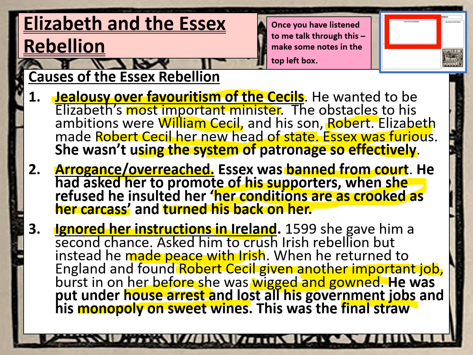So if we're thinking about, well, what's the background to the rebellion? Well, it's that jealousy over that favouritism, that competition between the two, his own personal arrogance and feeling that he could be forgiven anything, and the fact that he then ignored her in Ireland and then came back and felt that he had the right to burst in on her.